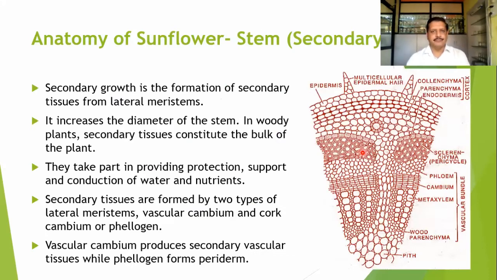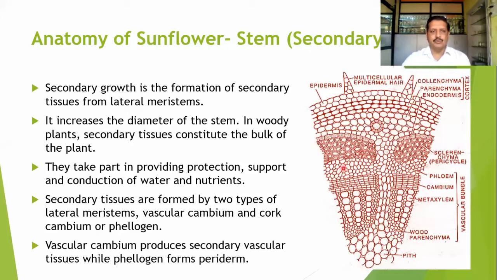Today we are going to study the secondary structure in the stem of sunflower. Secondary growth is the typical pattern in the dicot plant, where because of the secondary growth there is a growth in the girth as well as in the height. So today we are going to discuss the same topic, how the plant grows by secondary growth.